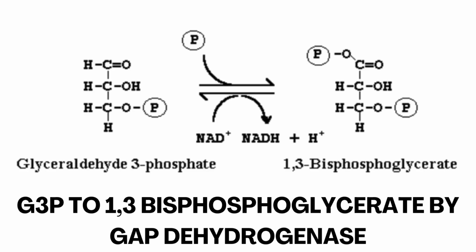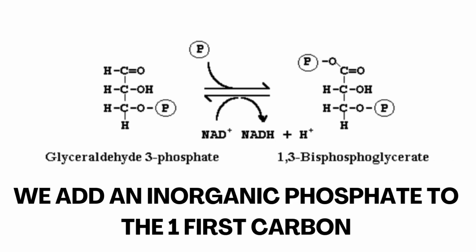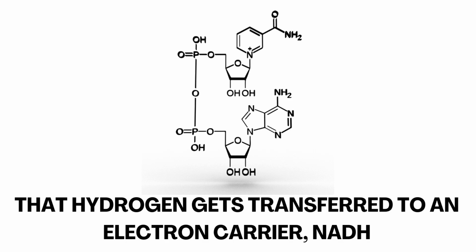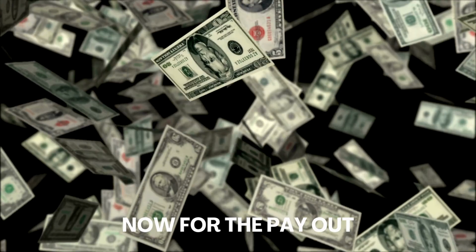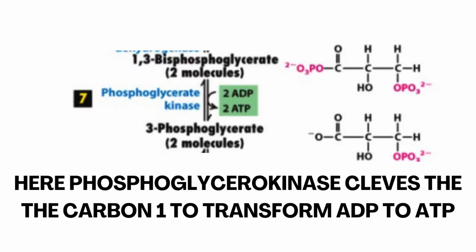GAP to 1,3-bisphosphoglycerate by GAP dehydrogenase. We add an inorganic phosphate, the first carb. That hydrogen gets transferred to an electron carrier. Yeah, NADH. 1,3-bisphosphoglycerate to 3-phosphoglycerate through phosphoglycerate kinase. Now for the payout. Here, phosphoglycerate kinase cleaves the phosphate from carbon 1 to transform ADP to ATP.